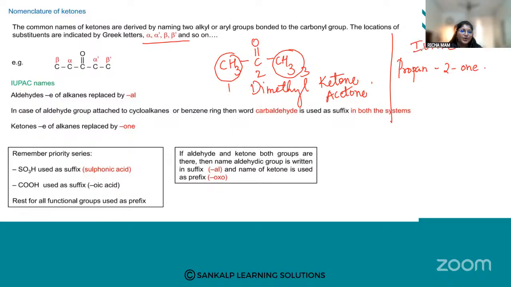In the common name, you have to name the alkyl or aryl groups. In the IUPAC system, you have to replace the E of the alkane by on for ketones. In aldehydes, the E of the alkane is replaced by al. In case of an aldehyde group attached to a cycloalkane or benzene ring, the word carbaldehyde is used as suffix in both systems, and in ketones the E of the alkane is replaced by on. These are the things you have to remember.